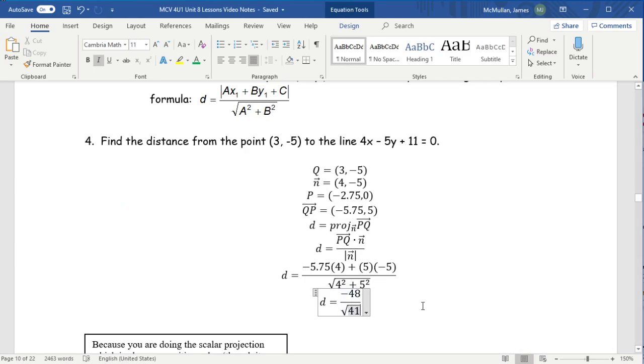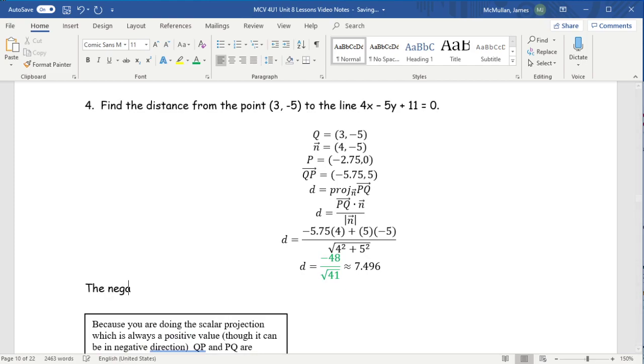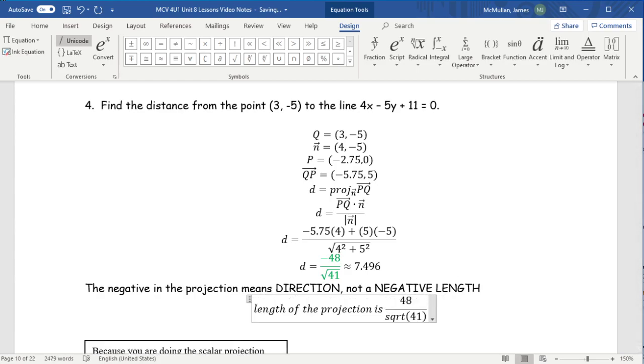Now, I want to add something here. Now, my projection, remember, I'm going to just put a note around this. The negative in the projection means direction, not a negative value. So the length of the projection is just the positive. It is 48 divided by square root 41. Okay, and that's just to explain, like, I got a negative, and what do you do with a negative, and what does it mean?